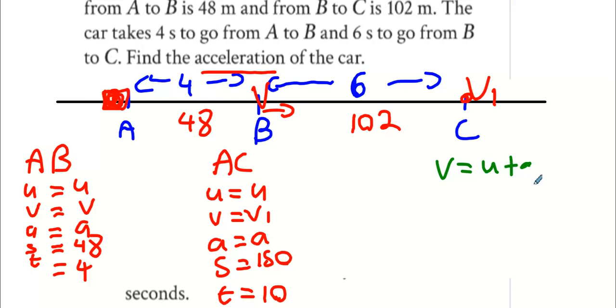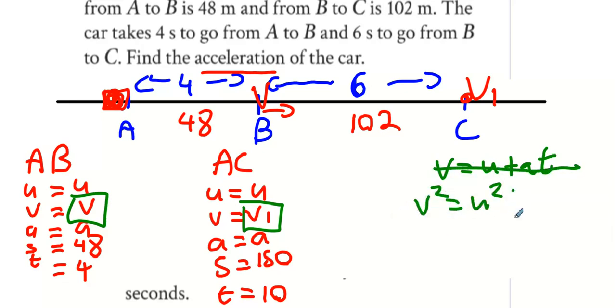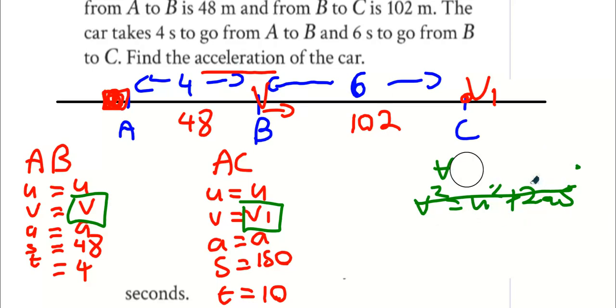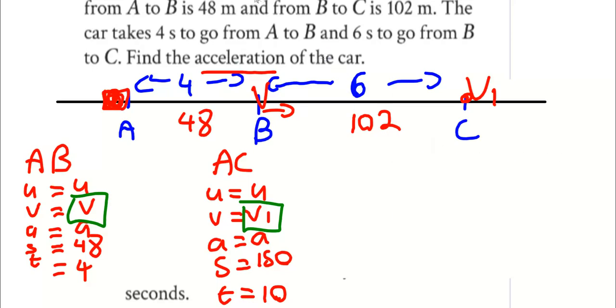V equals U plus AT. Good idea or bad idea? Why is it a bad idea? V1 and V are not compatible with each other. They're two unknowns. Scratch that. Let's go again. V squared equals U squared plus 2AS. Good idea or bad idea? Bad idea for the same reason. The V's are different. What's left? S equals UT plus a half AT squared. Is that okay?